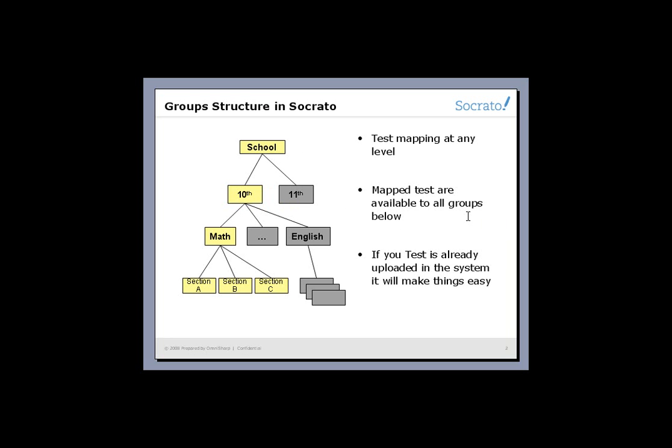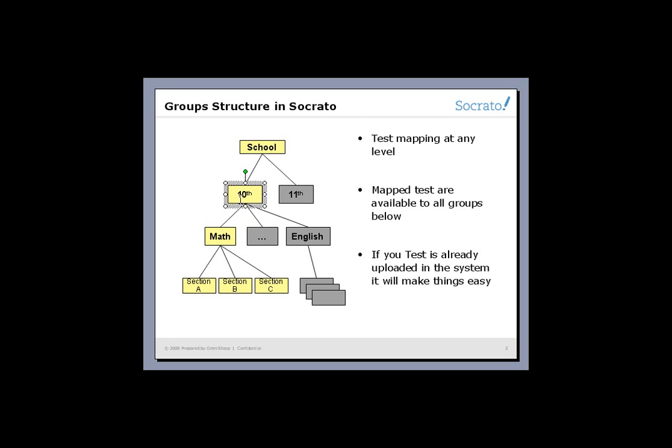In Socrato, the groups are managed in a hierarchical structure. For example, in this picture, there is a school, 10th grade, 11th math. Each of the boxes over here is an independent group in itself, but they are also linked in this hierarchical structure. And you can map a test at any of the groups.